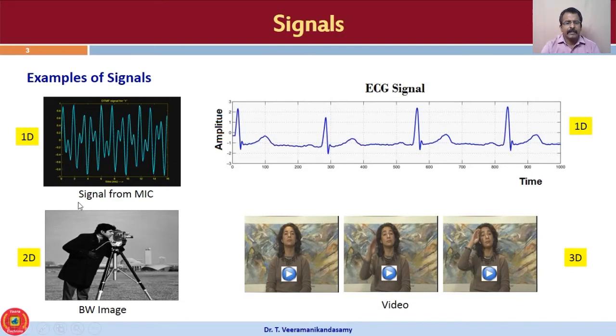This is the signal from a mic. The amplitude or vocal pressure is changing with respect to time. So here there is only one independent variable, so this is a 1D signal.